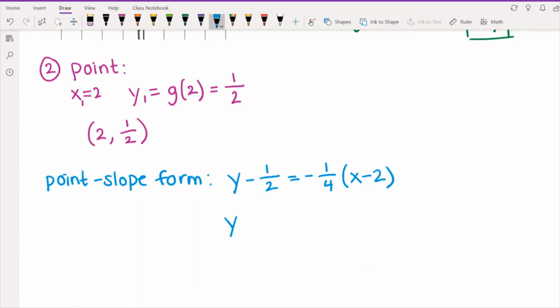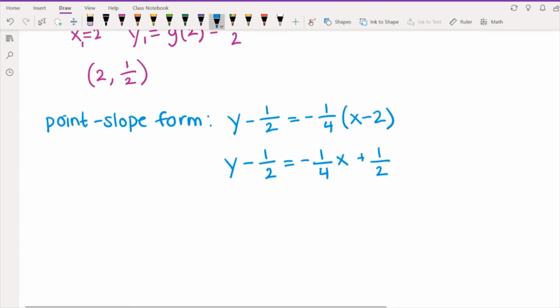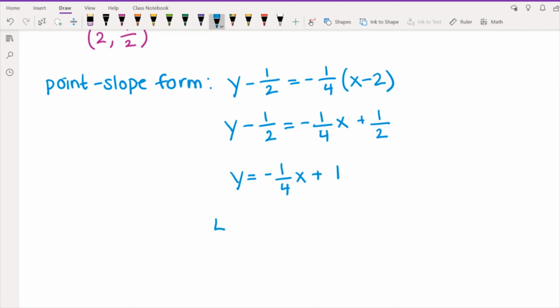So solving this for y, we want to distribute that -1/4, and so we get -1/4 x, and then -2 times -1/4 gives us a plus 1/2. And then we can add the 1/2 to both sides, and so we get y is equal to -1/4 x plus 1. 1/2 plus 1/2 gives us 1. And so I'll write it again in this L of x form, but you could also just leave it as y is equal to.